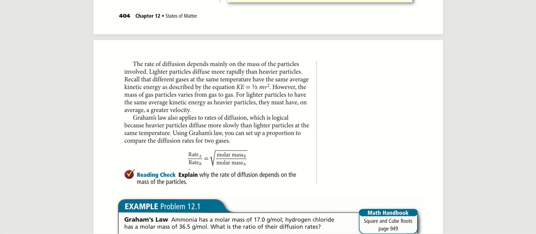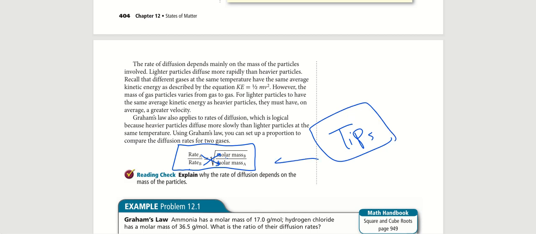How do we get the rate of diffusion of two gases? It will be rate of gas A divided by rate of gas B equals the square root, but because it is inversely proportional, of the molar mass of gas B divided by the molar mass of gas A. So please, this is one of the exam tips: don't forget to cross them. Molar mass of B divided by molar mass of gas A.